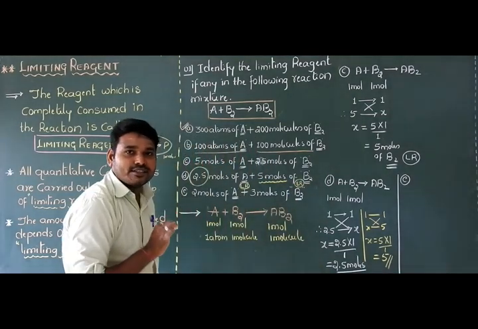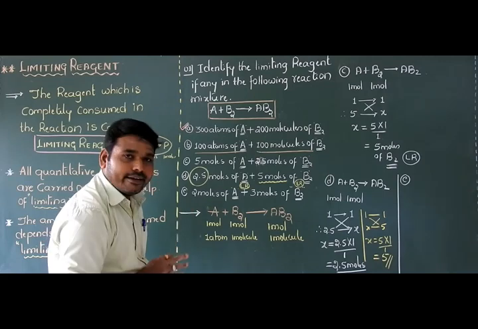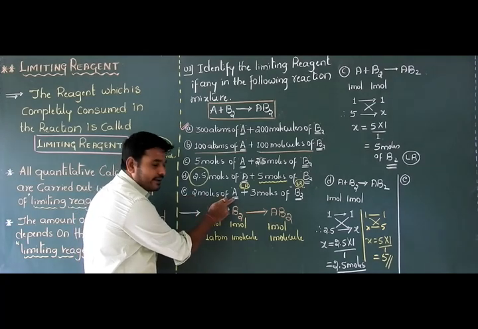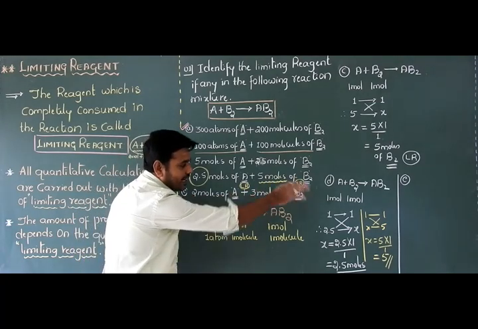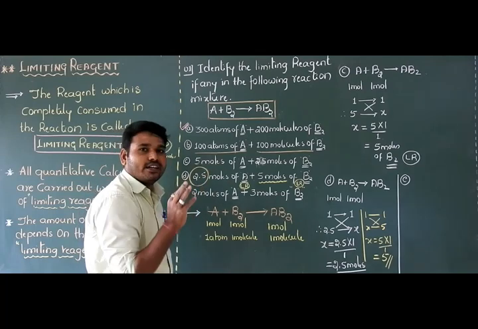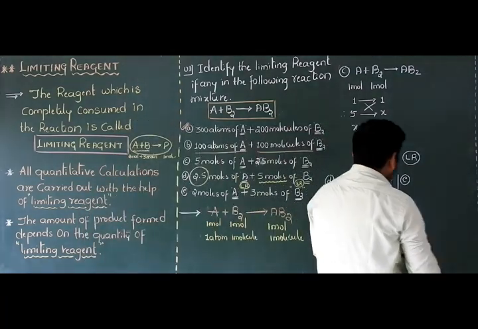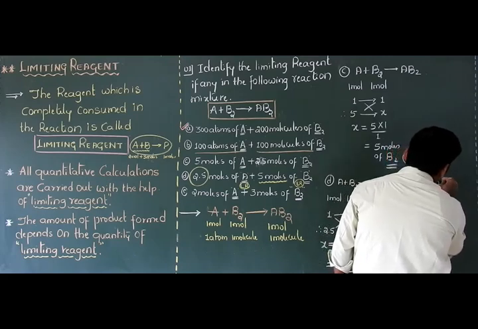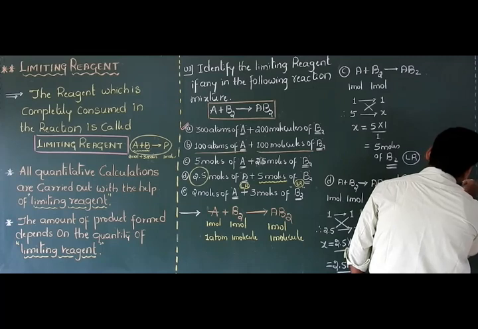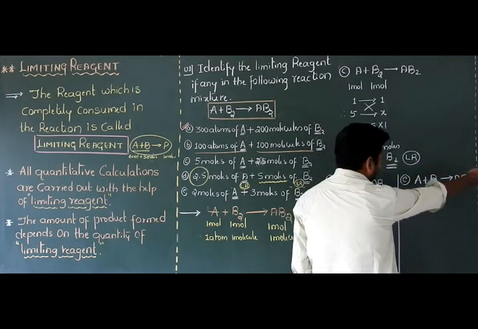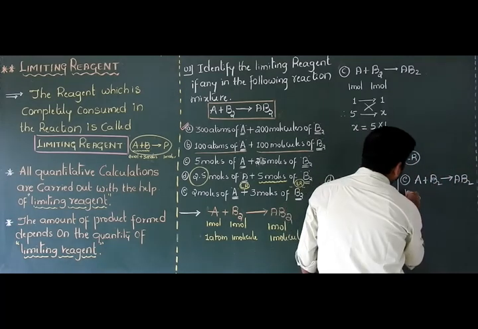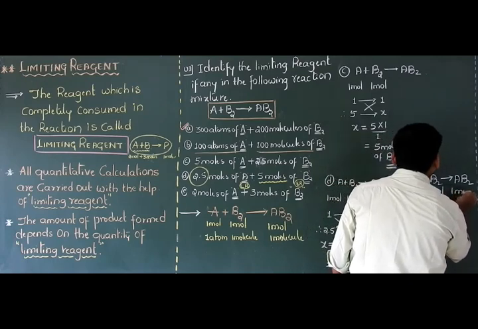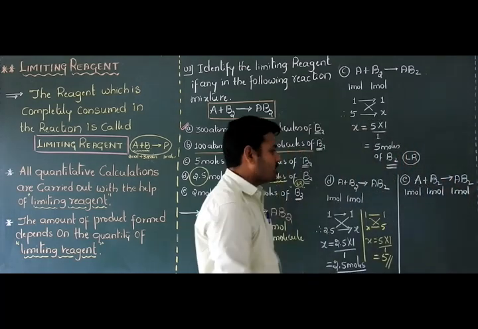Is there any doubt in this fourth problem, students? Is it clear? Okay, then the last one: 2 moles of reactant A plus 3 moles of reactant B2. Now we have 2 moles of A. So once again we go for the general explanation. Write the balanced equation: A plus B2, then the product is AB2. Express reactants and products in terms of moles. 1 mole of reactant A combines with 1 mole of reactant B, and it produces 1 mole of product AB2.